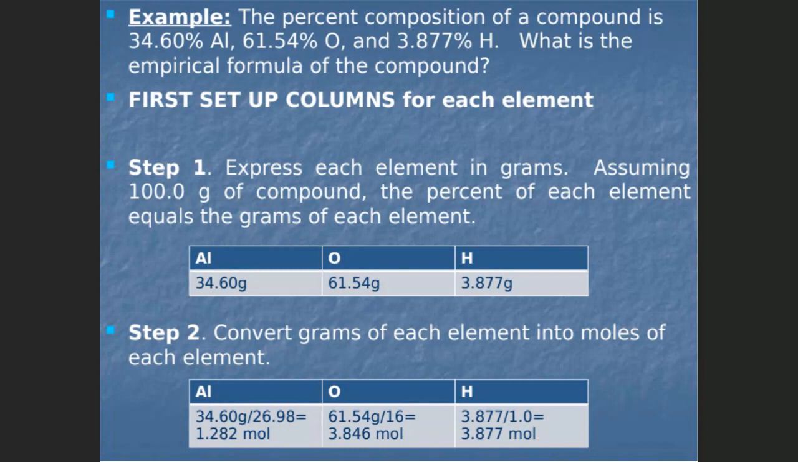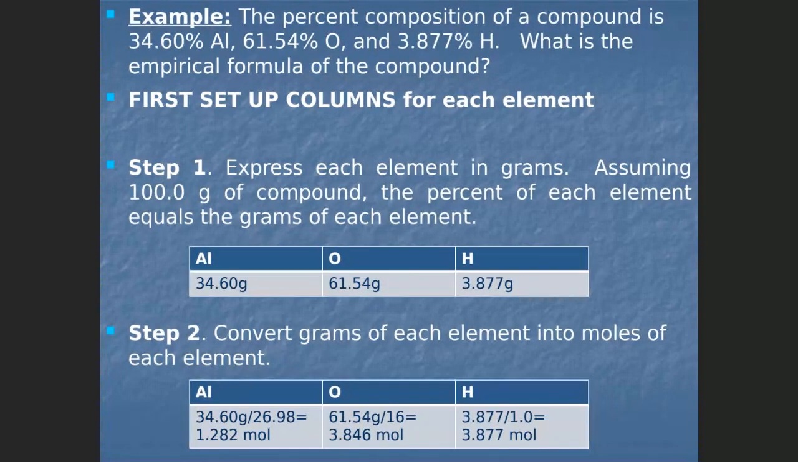So what is the ratio of aluminum, oxygen, and hydrogen? As I said, if the ratio is like 1:1:1, that means you have 1 aluminum, 1 oxygen, 1 hydrogen. If it has 2:1:1, that means 2 aluminum, 1 oxygen, 1 hydrogen. Now how can we do that? We have some rules and this is fixed. We just have to follow and we need to remember the steps.